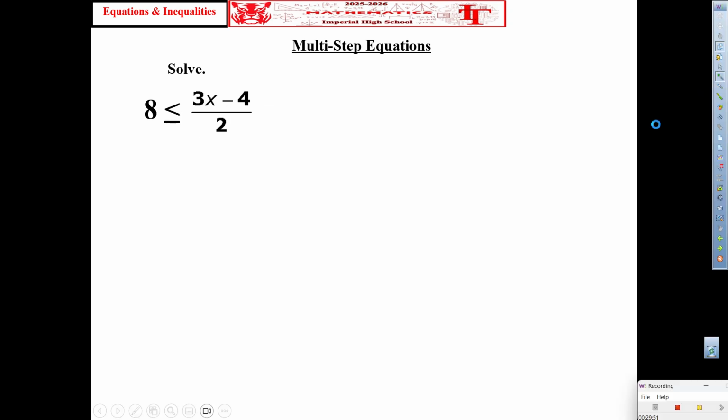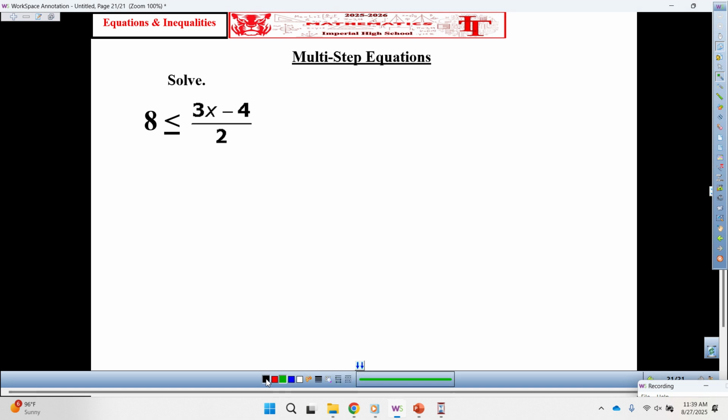Example 3Q. Very similar to the one we just did. It says 8 is less than or equal to (3x minus 4) over 2. See how you do with that one.